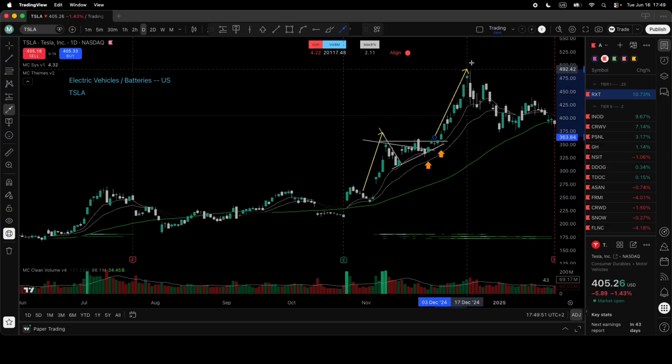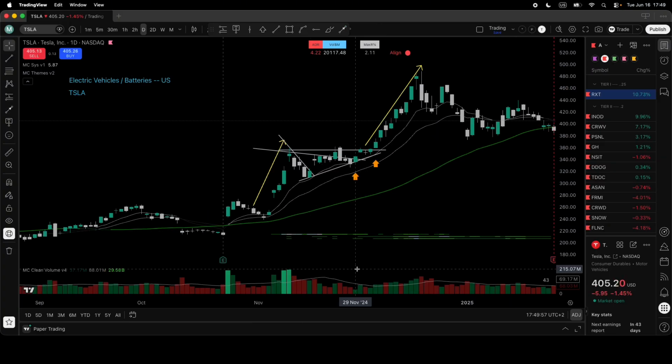This one actually worked better. The problem with this day is it didn't have much volume. This day here had above average volume, and the volume this day was bigger than the previous day's volume.